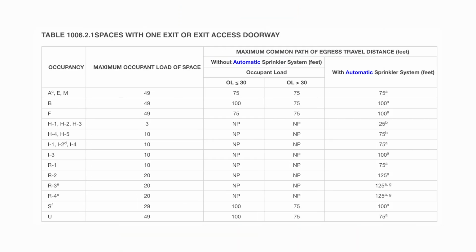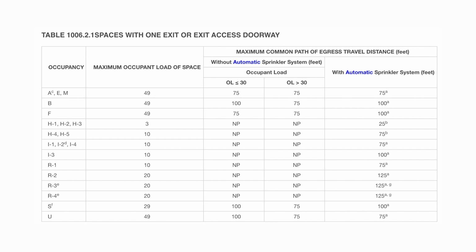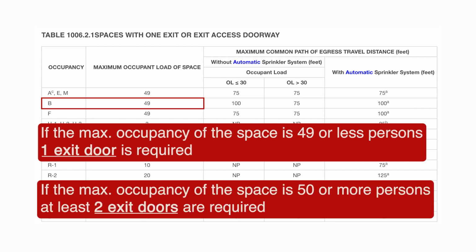To determine if a space needs more than one exit, let's refer to this table of the IBC. Depending on what the occupancy classification or occupancy group is, the chart will show us what the maximum number of occupants will be for a space with only one exit door. For example, an office, which is classified as a business occupancy group, must have 2 exits if the number of occupants exceeds 49. So if the occupant load is 49, you only need 1 exit. If the occupant load is 50 or more, you need at least 2. In short, the number of exits and their placement will vary based on the occupancy classification.